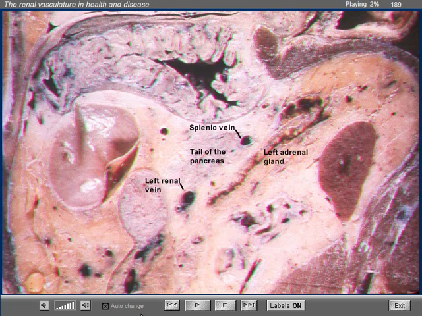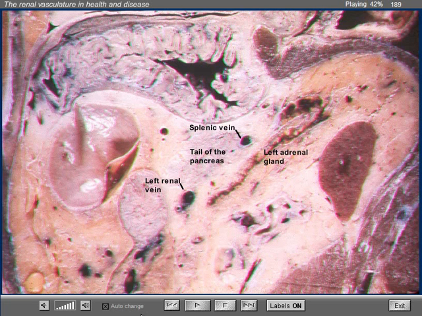This is a sagittal section of another cadaver taken to the left of the midline. The patient's anterior portion is to your left, the dorsal part of the patient is to your right. Note the large adrenal gland just behind the tail of the pancreas. And note that running along the upper border of the tail of the pancreas is the splenic vein. And note that just below the tail of the pancreas is the left renal vein.